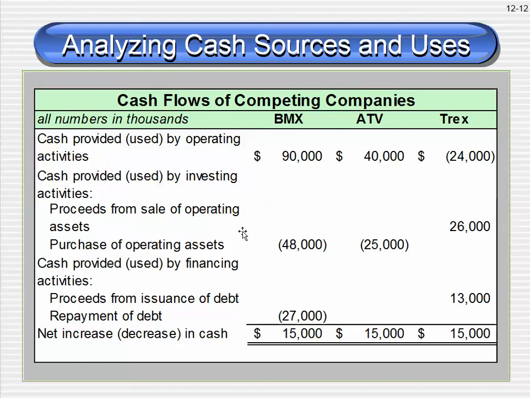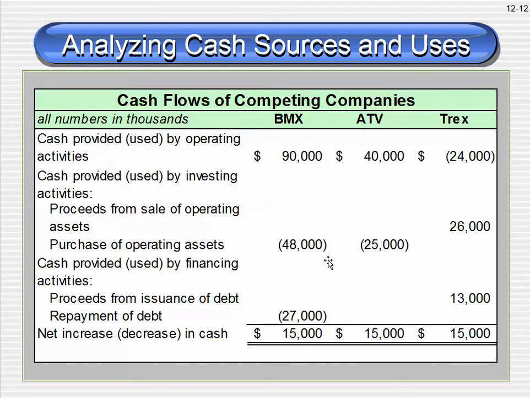Also, they had to sell some assets here in order to generate $26,000 of investing activities. And then they had to issue new debt. So they had to go out and get some new loans for $13,000 in order to generate cash. So this Trex here is really hurting financially. Just by looking at this statement, you can see they're not making money in their everyday business activities. They've had to sell some assets to raise cash, and they had to go out and get another loan.